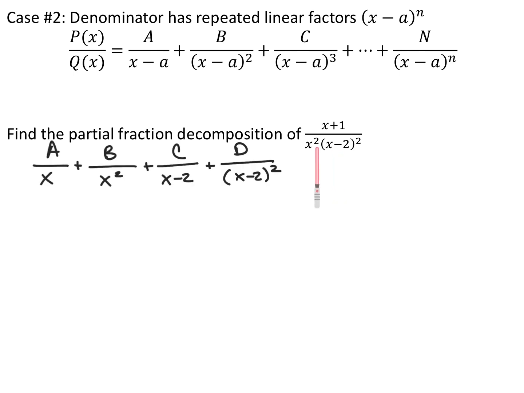So for this one, it's already factored completely, so my x squared is going to give me an x and an x squared. My x minus 2 squared is going to give me an x minus 2 and an x minus 2 quantity squared. Each of these is linear. Even though these ones are squared, they're originally linear factors. They've just been raised to a power. So all of my numerators are still going to be constant. So I have a, b, c, and d.